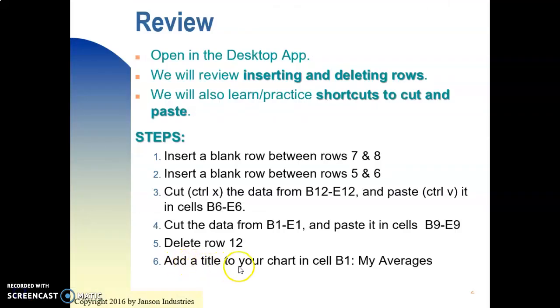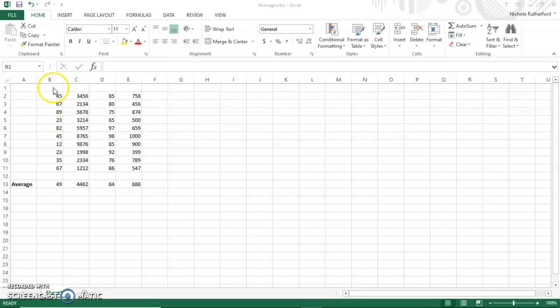Next, we're going to add a title to our chart. In cell B1, My Averages. So I'm going to move my active cell to B1, and I'm going to write the words My Averages. Then I'm going to click out of the cell to let it know that I'm done. Don't worry right now that it's spilled over.